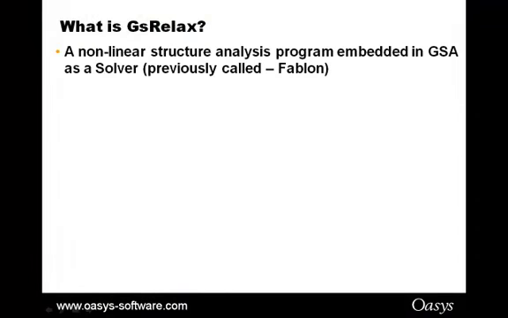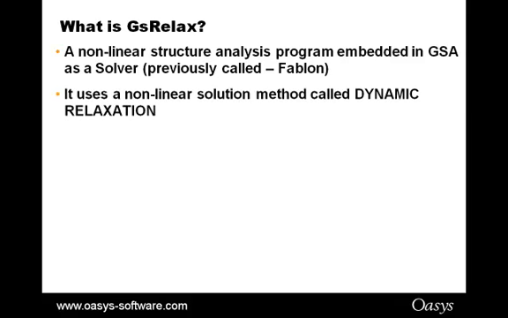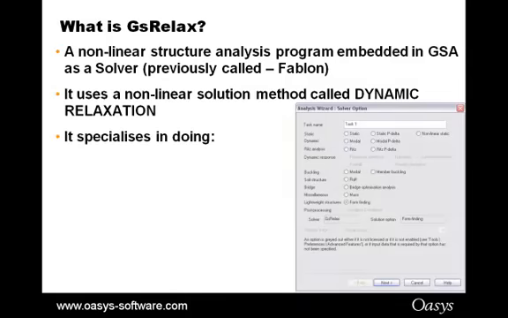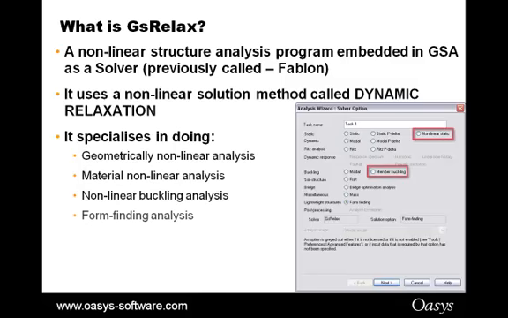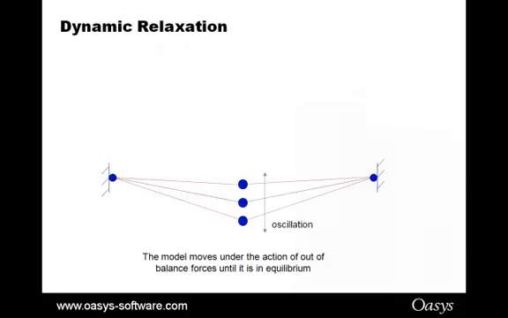So within GSA we use a solver called GSRelax. Those who've been around a bit will remember GSRelax in its previous standalone form called Fabl​on. That's now fully, and has been for a while, fully integrated with GSA. It uses a method called dynamic relaxation. You can use this for geometric and material non-linearity, non-linear buckling, and form finding, which is what we're concentrating on today. What is dynamic relaxation?